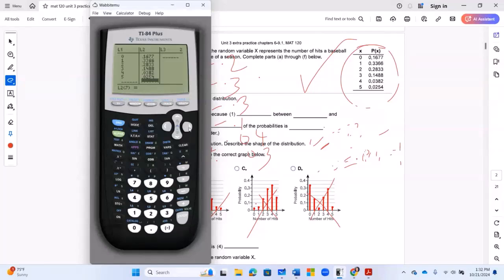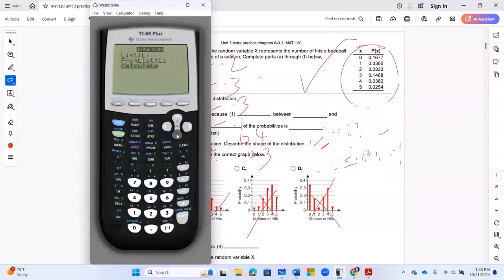Now I want to find the mean and standard deviation. All you have to do is do one variable stats to find the mean and standard deviation. So I'm going to go to STAT, edit. And by the way, I just edited. Okay, I'm going to calculate. So go to STAT, arrow to CALC, do one variable stats of L1 and L2 because you have probability. You have probability, so it's like grouped data. So find the mean and standard deviation by doing one variable stats of L1 and L2.